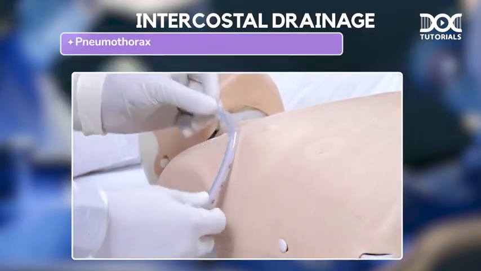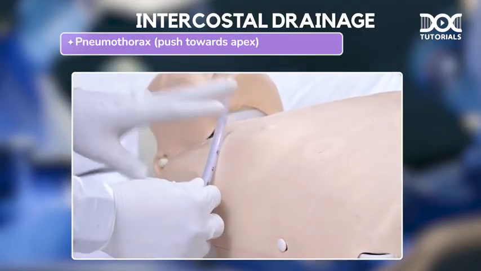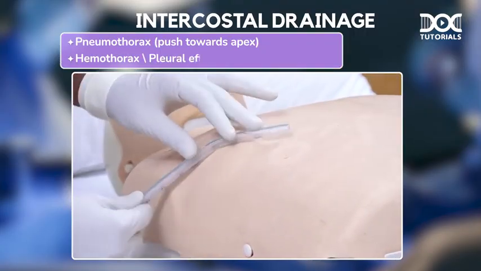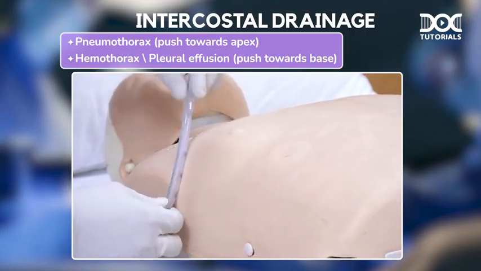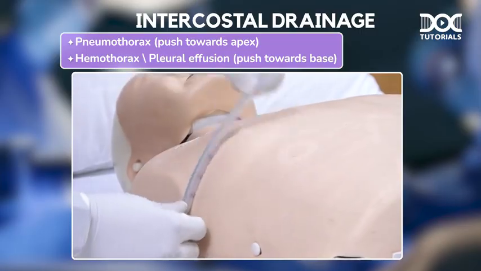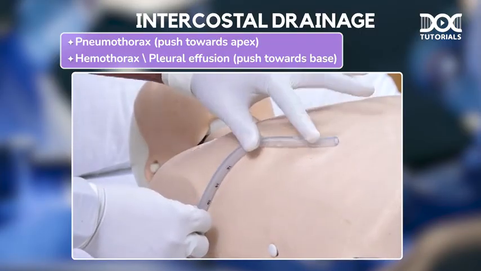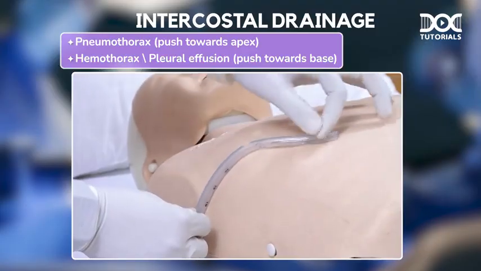For a pneumothorax, I will push this tube towards the apex side. For a hemothorax or for a pleural effusion, I will push it towards the lower side. These are the two ways of putting the tube. So for a pneumothorax, it should point towards the apex. For a pleural effusion and other fluid collections, you should point downwards.